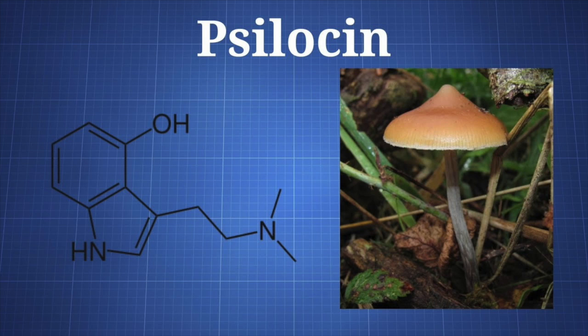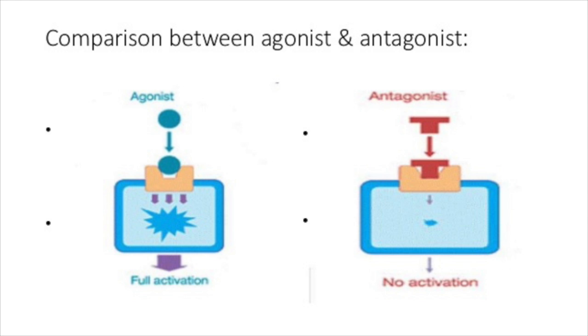First, some background. Psilocin is a hallucinogenic chemical derived from the Mexican mushroom Psilocybe mexicana. An antagonist is a biological molecule that opposes the effects of an agonist by binding to the same receptor because of its structural similarity. Here you see a sample diagram of what a generic agonist and antagonist relationship would look like.